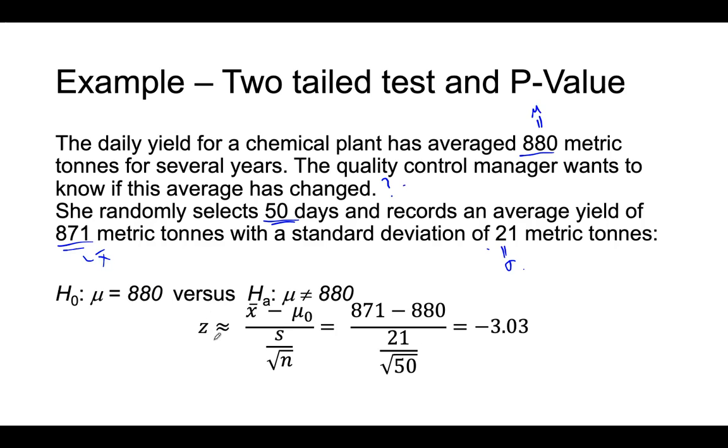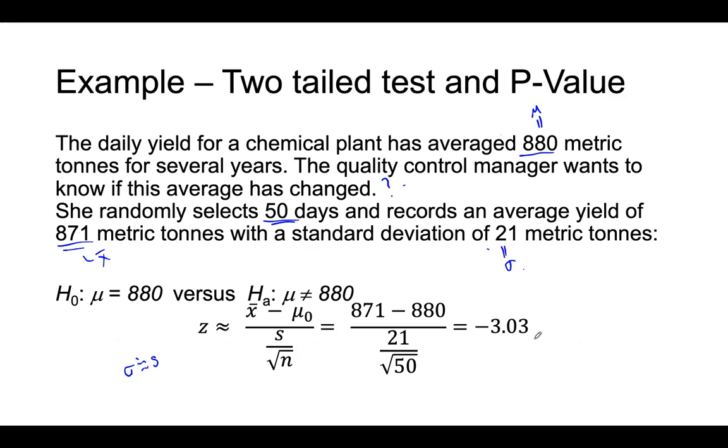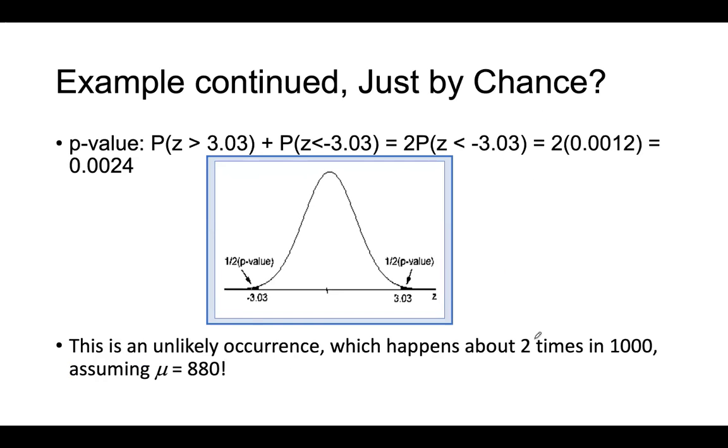We can calculate Z. Now it's a sample, but n is greater than 30, so we can make this assumption that sigma is approximately equal to our S in this particular case. So we calculate X bar minus mu divided by S divided by square root of n, and we get negative 3.03. So that is our test statistic. Now it doesn't really tell us the alpha here.